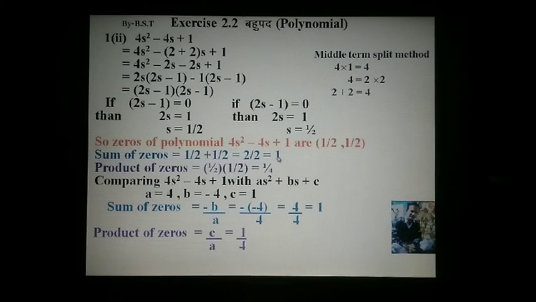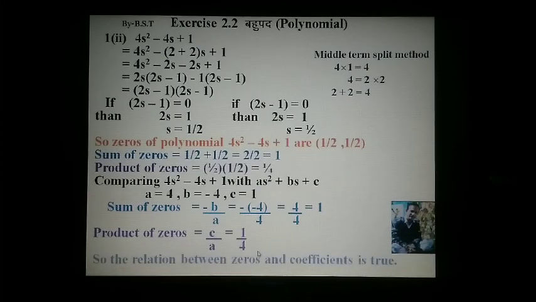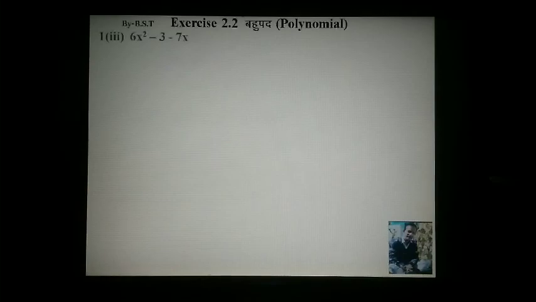Now we see that the sum of the zeros here is 1 and here also 1, and the product of zeros is equal to 1 upon 4 here. By multiplying the zeros and by using the formula, we get the product of zeros also 1 upon 4. So we can say that the relation between the zeros and coefficients is true. Now take the next question, question number 3.